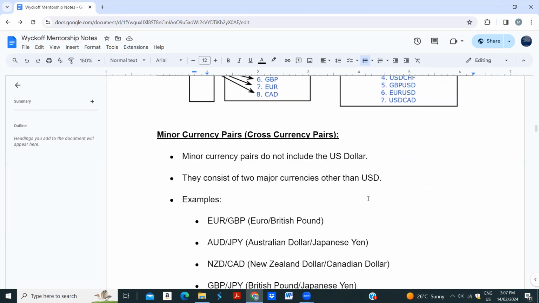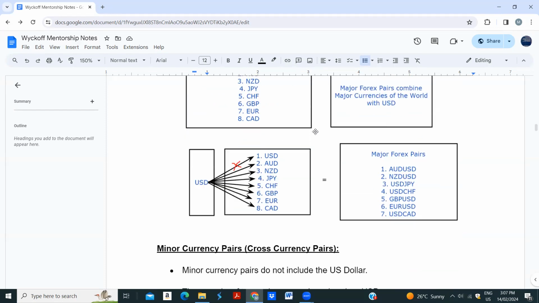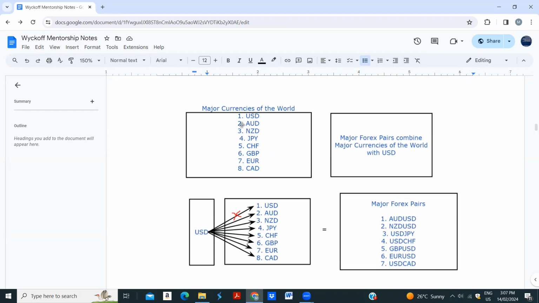Okay. Now we move on to the minor currency pairs. Minor currency pairs are also known as the cross currency pairs. They are the cross between these major currencies, excluding US dollar. We only exclude US dollar, and the rest of these seven major currencies of the world, we combine them together.